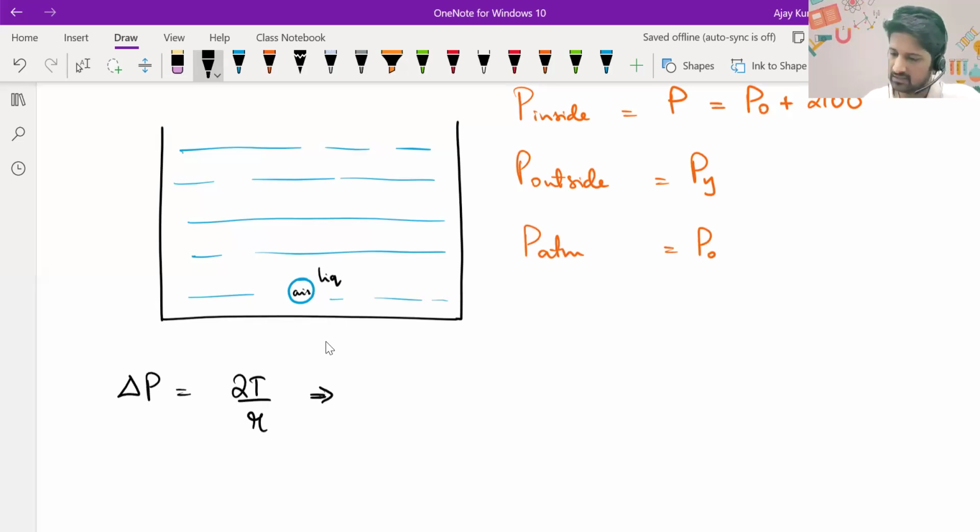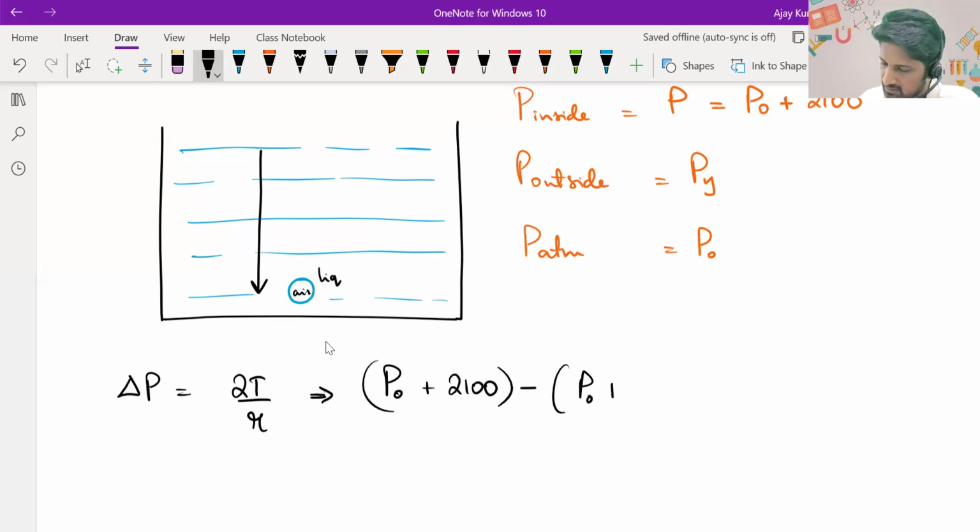How do we write excess pressure in this case? Pressure inside the bubble, which is P naught plus 2100, minus pressure just outside the bubble. Pressure outside the bubble is not atmospheric pressure. It's pressure at a certain depth. How do we express that? P naught plus rho g y. Rho is 10 power 3, g is 10. The depth is 20 centimeters, that means 0.2 meters. That's the pressure outside. So this is pressure inside the bubble, this is pressure outside the bubble. So this becomes excess pressure, and we need to equate that to 2T by R.